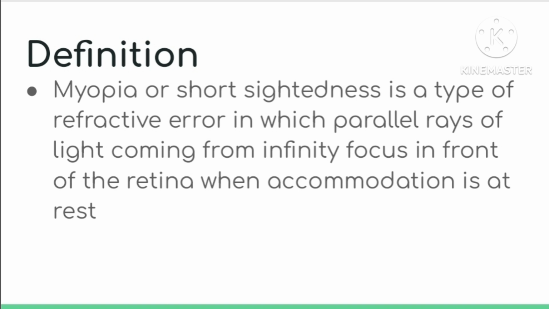So, the myopia definition is: it is a type of refractive error where the parallel rays from infinity focus in front of the retina and accommodation is at rest. Because of this, a blurred image is formed, and we are only able to see whatever is near us, but whatever is far from us is very blurred.